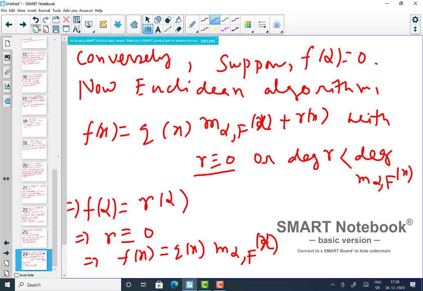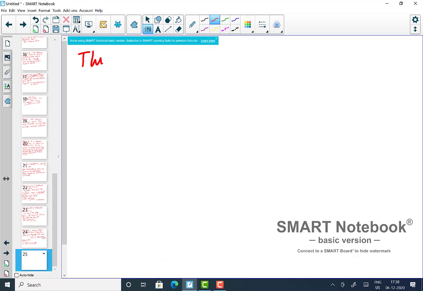So thus m_alpha,f(x) divides f(x), right? This is the proof. So the minimal polynomial always divides any annihilating polynomial. You can think that if any polynomial is 0 on that element, it must be divisible by the minimal polynomial, right?